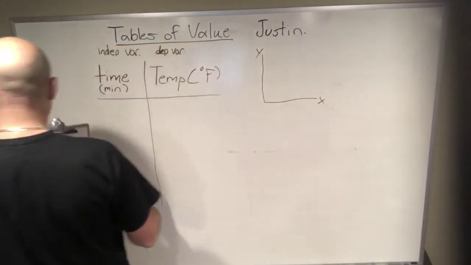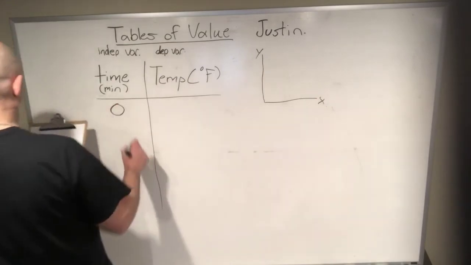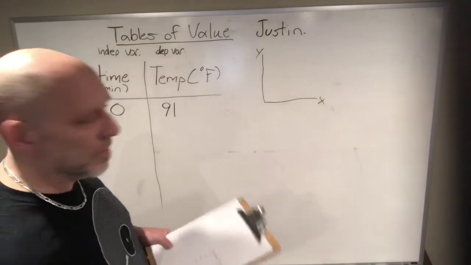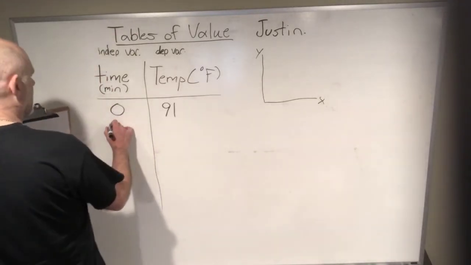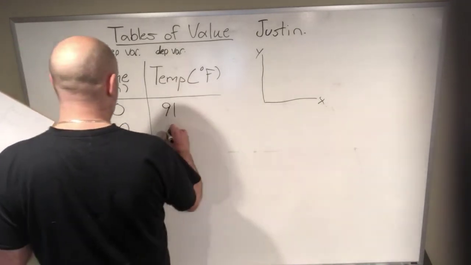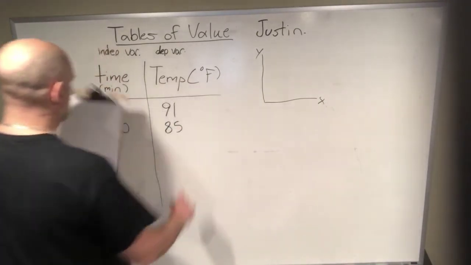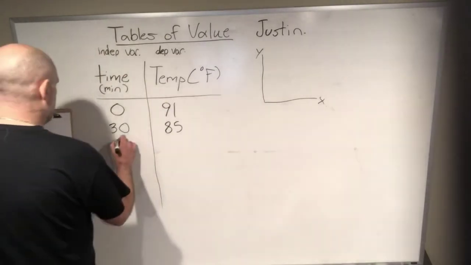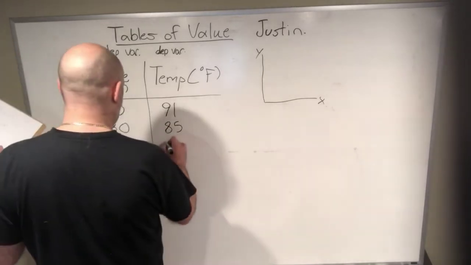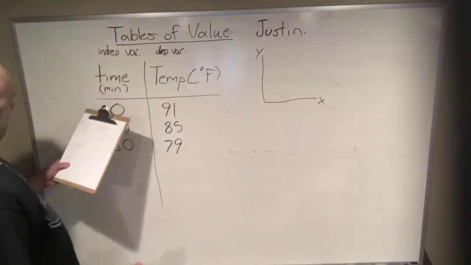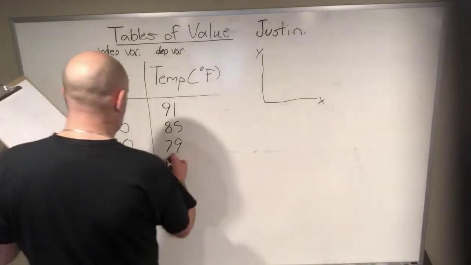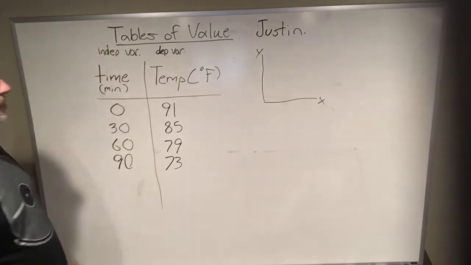Alright, so we start off at 0 minutes. What's the temperature outside? It's 91 degrees Fahrenheit. Well, that's pretty good. That sounds like a pretty warm day, if you like warm days. Then, 30 minutes later, we look at the temperature, and it's now 85 degrees. Okay, then the next one is 60. An hour later, temperature is 79. And then 90. Temperature is 73 degrees. Okay.